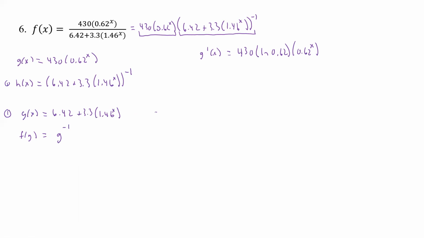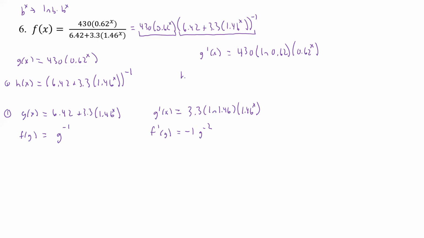Again, pretty simply, g prime of x is equal to, and this is going to match basically what that is with just different numbers, 3.3 times ln of 1.46 times 1.46 to the x. And again, that's just using the rule that if we have b to the x, that gives us ln of b times b to the x for the derivative. Now here, f prime of g is just going to be negative 1 times g to the negative 2. And so that will then give me h prime.